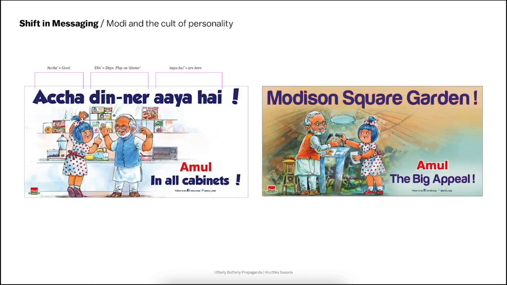We see this sort of flattery repeat in these two cartoons from 2014 as well. The first one parrots the party campaign slogan, Acha Din Aaya Hai, good days are here, with a bilingual pun. The second one is a nod to Modi's appearance at Madison Square Garden in order to appease the Hindu diaspora, which is a significant funder of the BJP's political campaign.